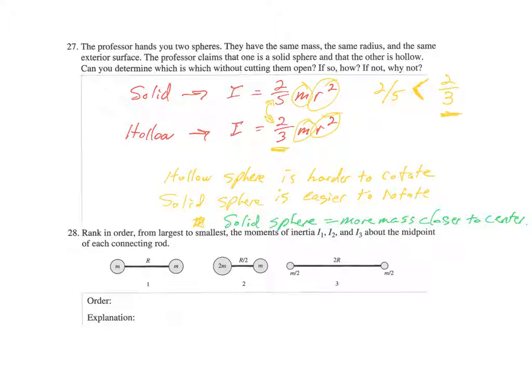All right, this one's a little confusing because they keep using R when that's the total length. And then they give us masses. So what we really have to do is look at both sides. So let's look at I of 1. The I of 1.